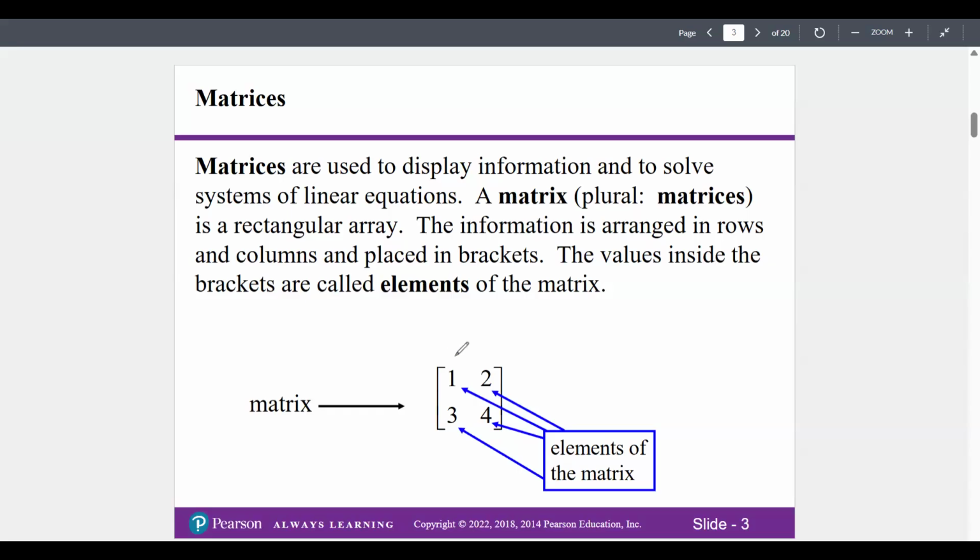So this would be a column, column 1. This would be column 2. We don't usually talk about the columns for what we're doing. This would be row 1 and row 2. We will use rows quite a bit though. And each one of these is considered an element.